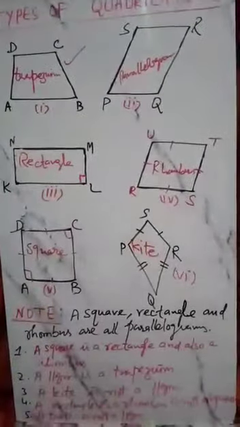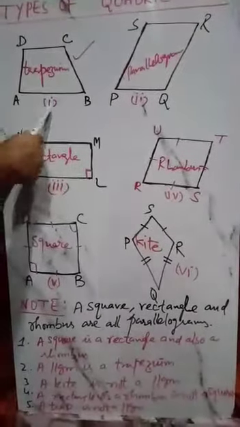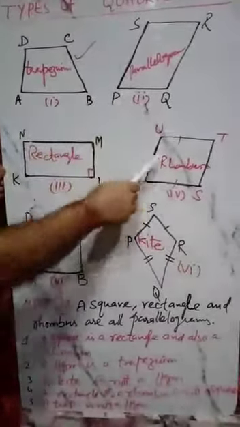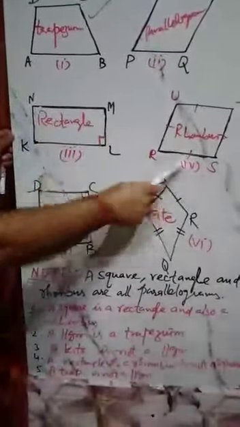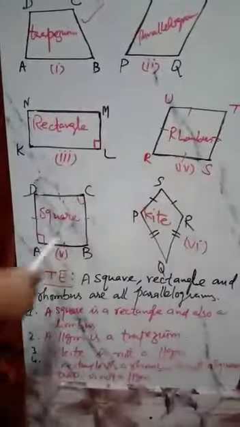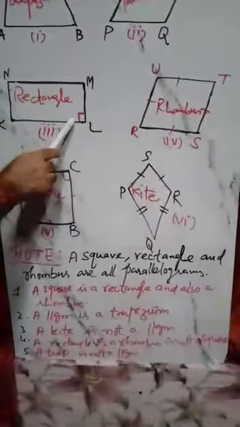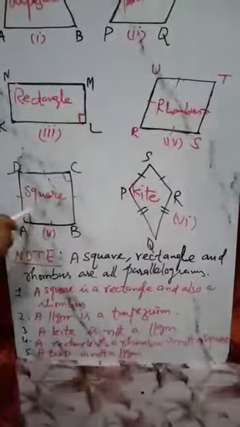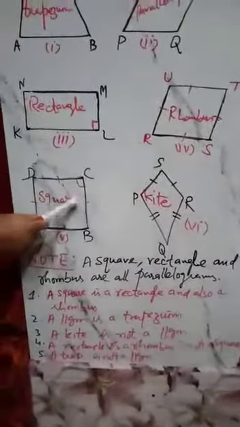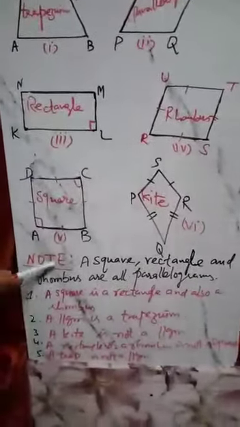So children, these are the types of quadrilateral. Except the first one, the trapezium, the rest are all parallelograms, and the kite is not. The second, third, fourth and fifth are all parallelograms but special types of parallelograms. One angle 90 degrees is a rectangle; all sides equal is a rhombus; all sides equal and each angle 90 degrees is a square. Now you should note some things here.